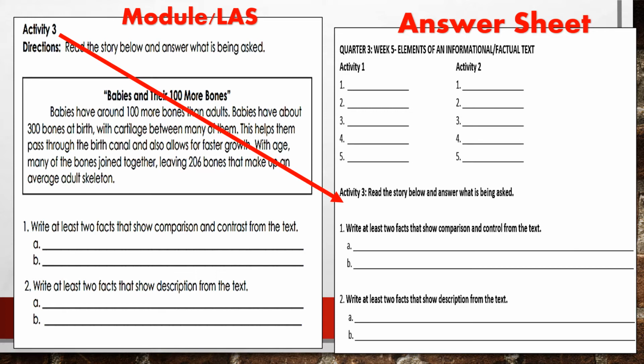Okay, so yung number 2 naman, sabi, write at least 2 facts that show description from the text. So yung nagdi-describe o yung parang naglalarawan. Pwede kayong humanap dyan sa nakasulat sa ating mga sentence selection na binasa nyo, or you may write your own descriptive sentence. Okay, so you may now pause the video. Maaari nyo munang i-pause ang video na to. Then you may play it after you finish so that we can continue to our next lessons and activity.